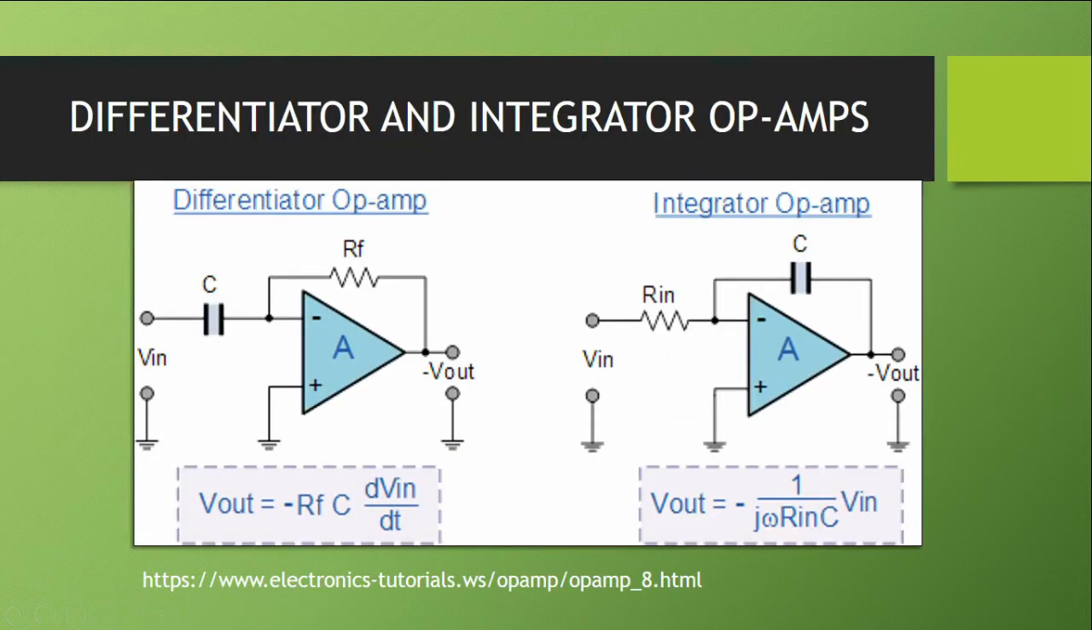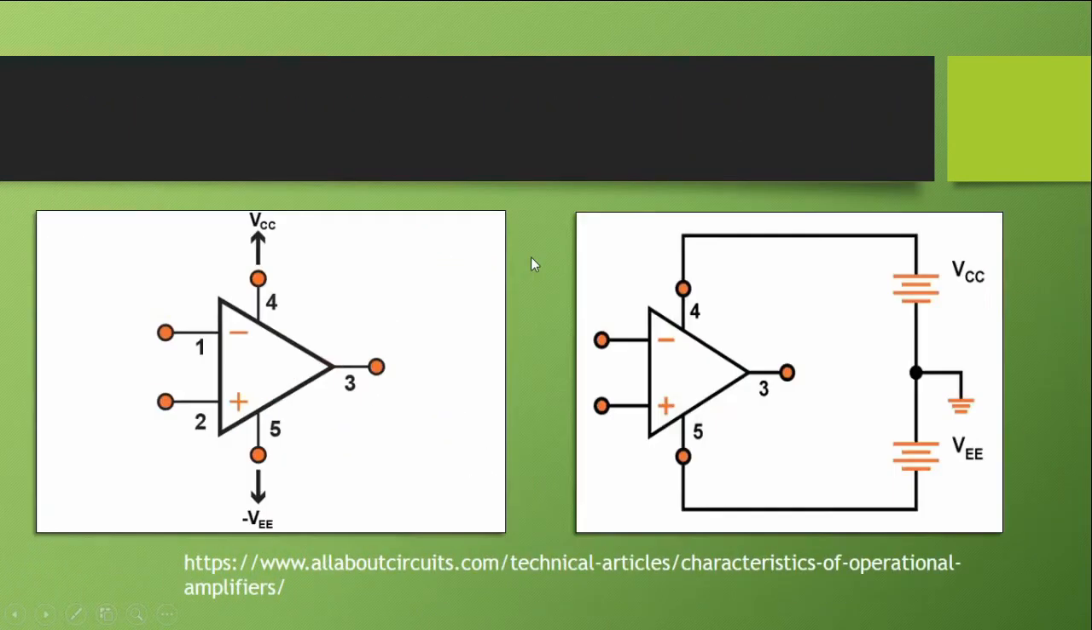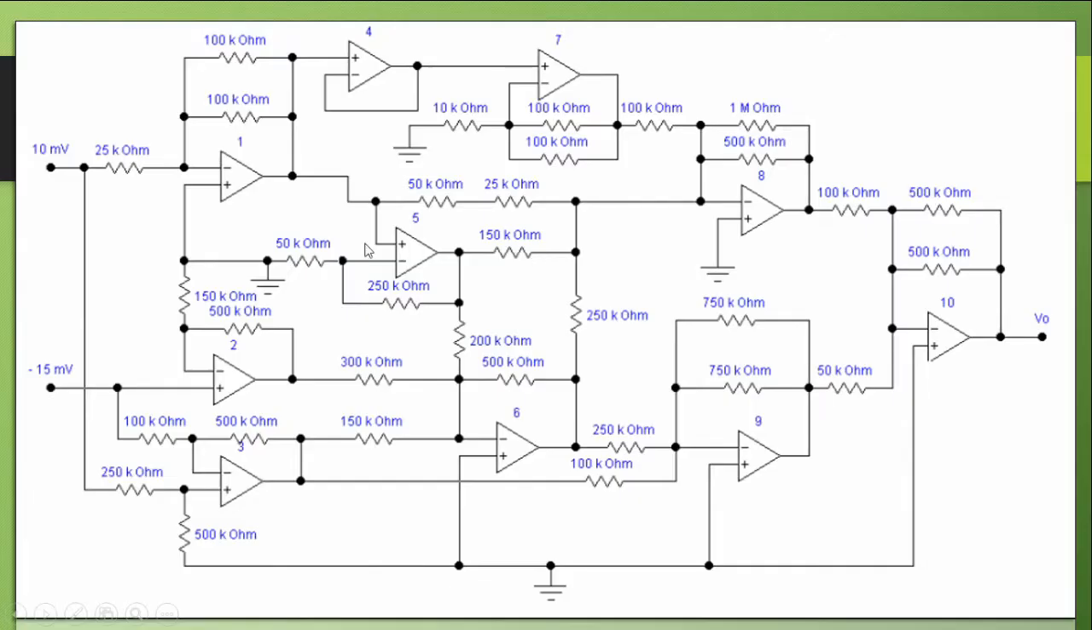Now let's start analyzing the circuit. First, let's start with the input, because this is where the input voltages are given. We have 10 millivolts and then negative 15 millivolts. Let's start from 1 and then 2, 3, 4, 5, 6, 7, 8, 9, 10.